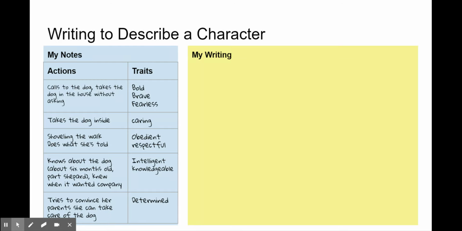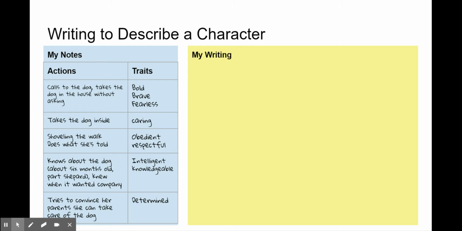In one paragraph, she puts that she thinks the dog is about 6 months old and some type of shepherd. So she also knew when it wanted company when it was near the basement door. So I put that she was intelligent and knowledgeable. I could have put that she was smart, but when I'm thinking about my writing, I want to make sure I'm putting in vocabulary that really makes me sound like I know what I'm talking about as a writer.